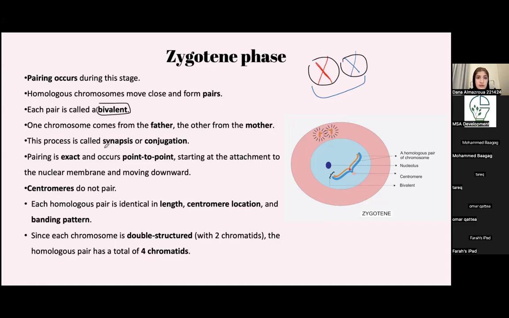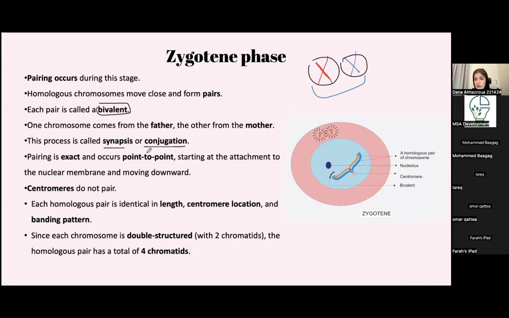This process is called synapsis or conjugation, which is basically the pairing process. They all have a similar meaning. You're synapsing two things together, conjugating, pairing. So they all refer to the same point, which is that they're coming closer together and forming pairs. Pairing is exact and occurs point to point, starting at the attachment to the nuclear membrane and moving downward.